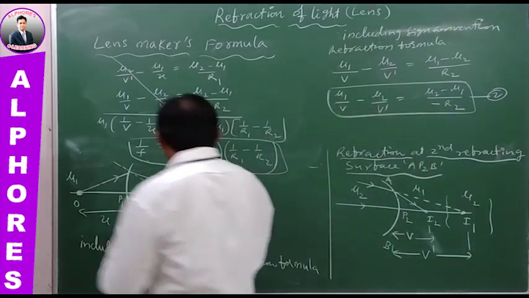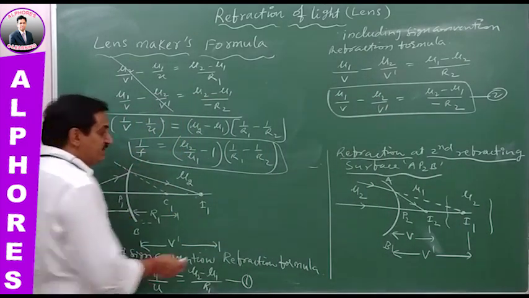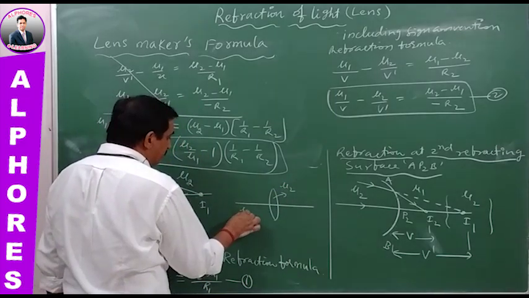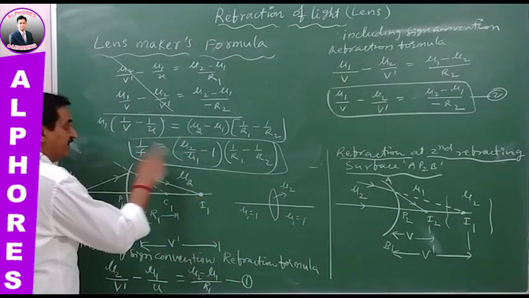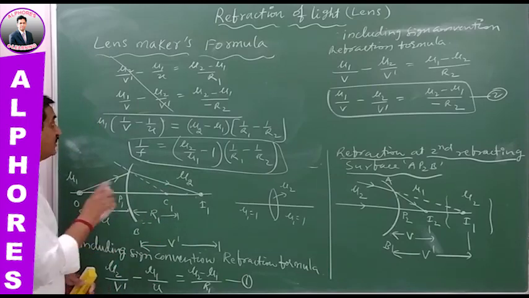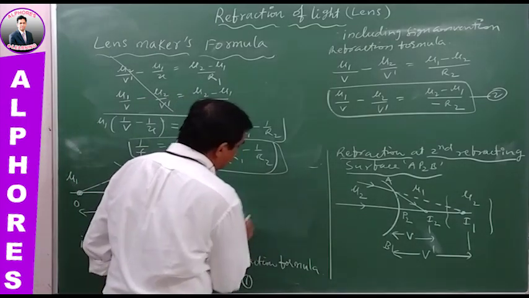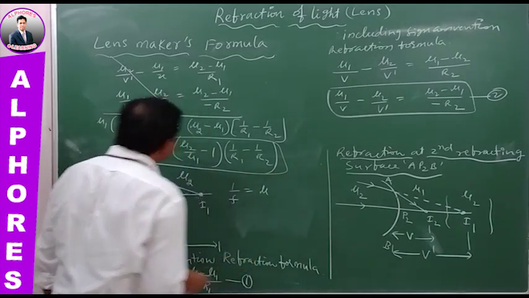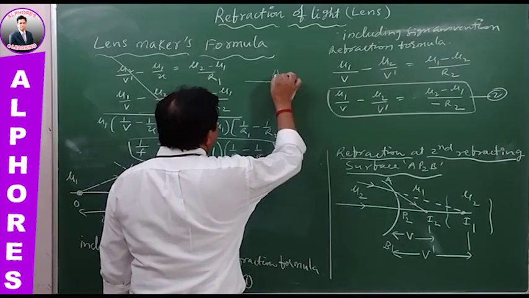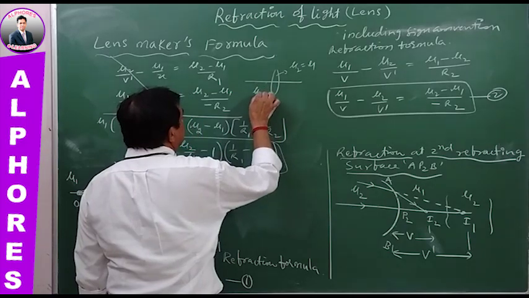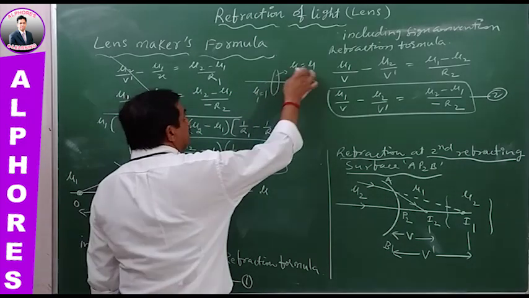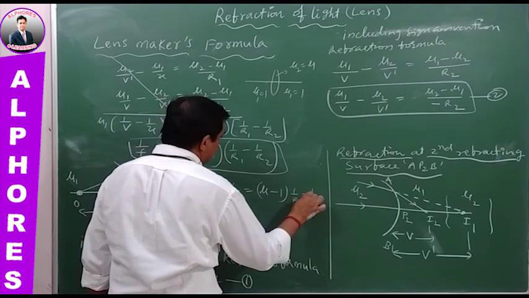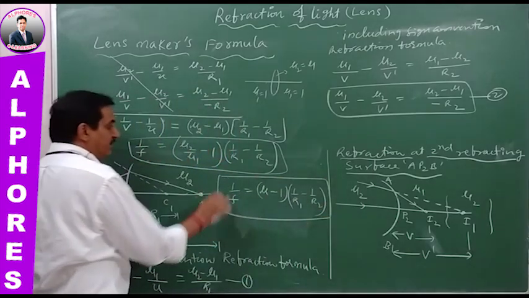Now, if the lens is kept in an air medium, where the lens has refractive index mu 2 and the surrounding medium is air, mu 1 equal to 1, then in such a case this formula leads to the following. For a lens, its refractive index mu 2 is equal to mu, and the surrounding mu 1 is equal to 1. Therefore, by substituting these values, mu by 1 minus 1, you will get 1 by R1 minus 1 by R2. So this is finally the lens maker's formula.